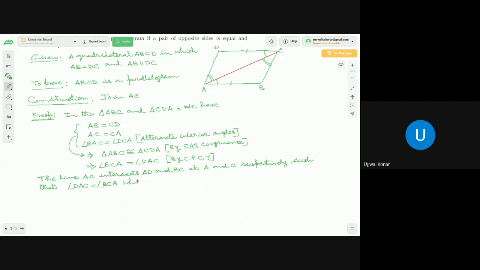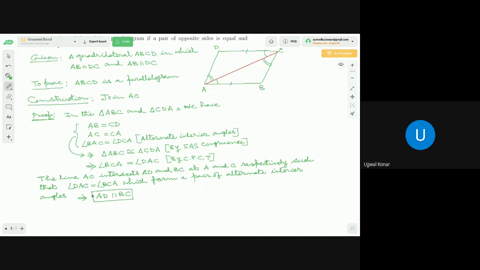Which form a pair of alternate interior angles. So from this statement, what can we conclude? From this statement, we can conclude that AD is parallel to BC. So AD is parallel to BC, that we are able to prove.